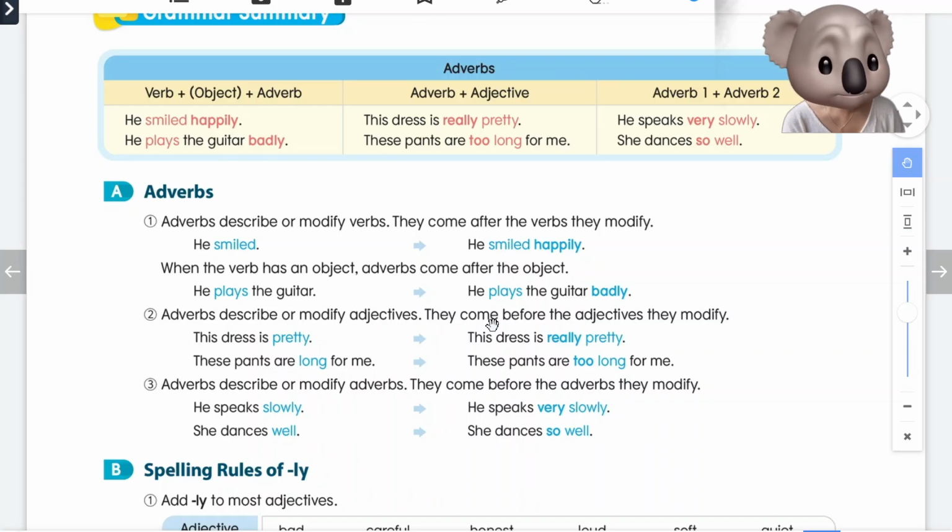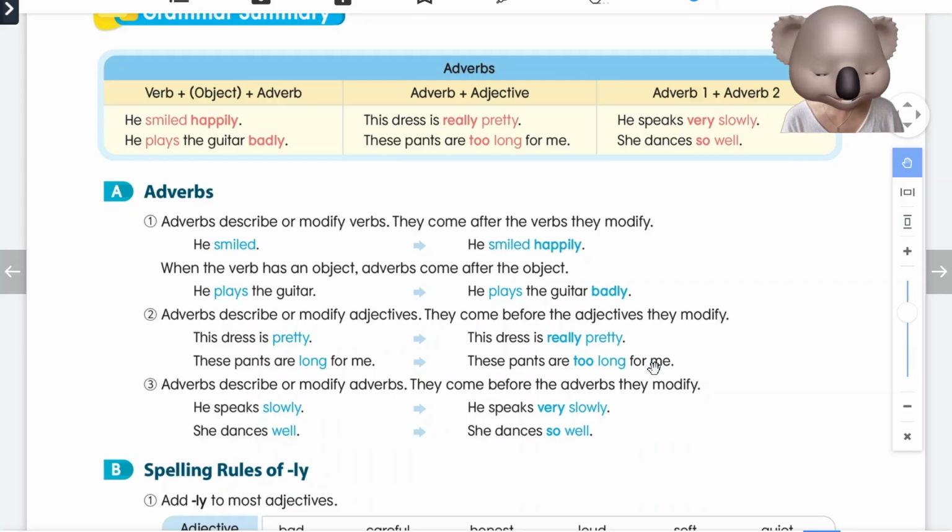Adverbs can also be used to help describe adjectives. They come before the adjective. For example, the dress is pretty. Our adjective is pretty. 예쁘다. 얼마나 예쁜데? The dress is really pretty. 또는 바지가 너무 길 때 these pants are long for me. Our adjective is long. If we add an adverb, these pants are too long.